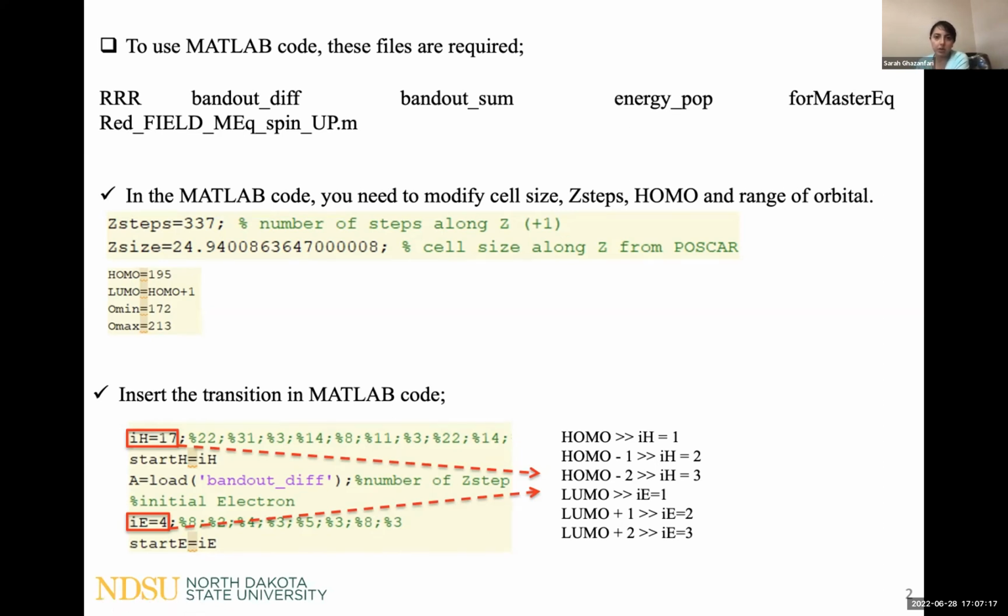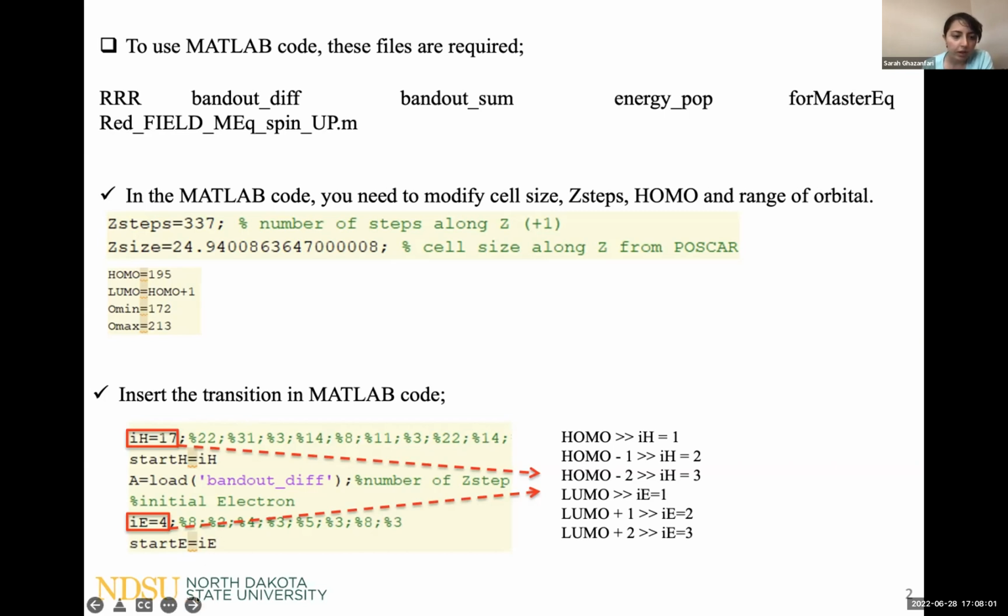As I mentioned previous week, we need to modify a bunch of numbers in the MATLAB code. We need to specify the number of HOMO, LUMO, the range of orbitals that we want, the number of steps, as well as the cell size in the Z direction, and of course the transition that we are interested in. In this case, we sorted the oscillator strengths file, and we are interested in the transitions with the highest oscillator strength.